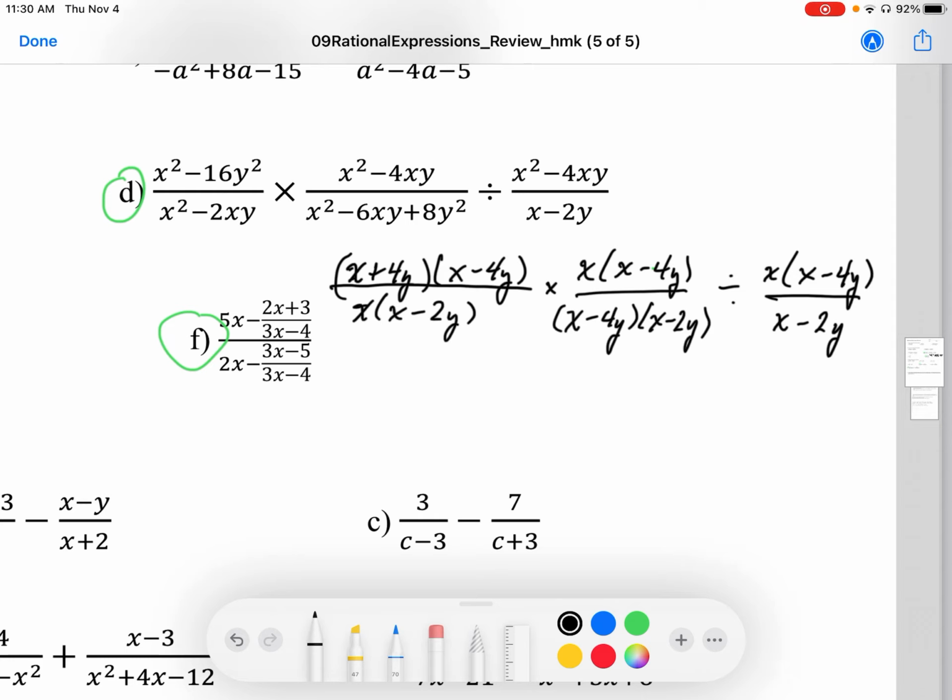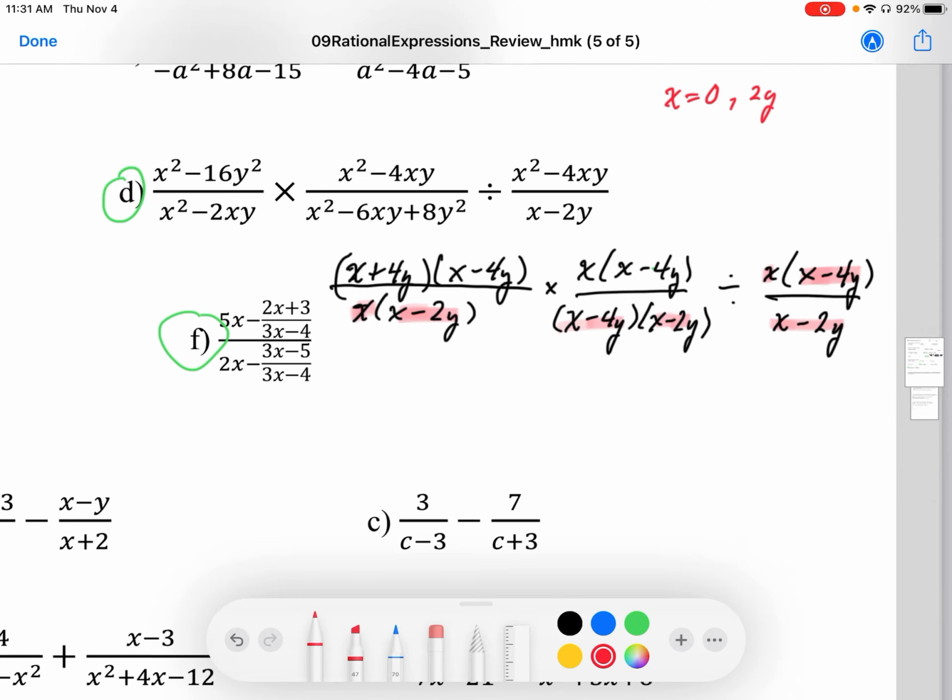Okay, so first of all, we're going to state the restrictions. The restrictions are going to be based on the denominator. So x cannot be equal to, I'm just going to highlight this. So this term, this term, this term, this term, this term, this term, and this term determine the restrictions, because those are all terms that we're dividing by. So x cannot be equal to 0. x cannot be equal to 2y.